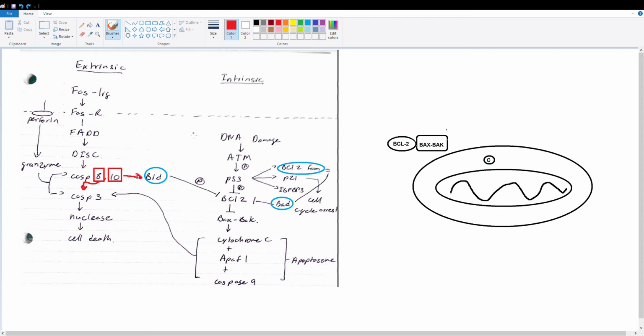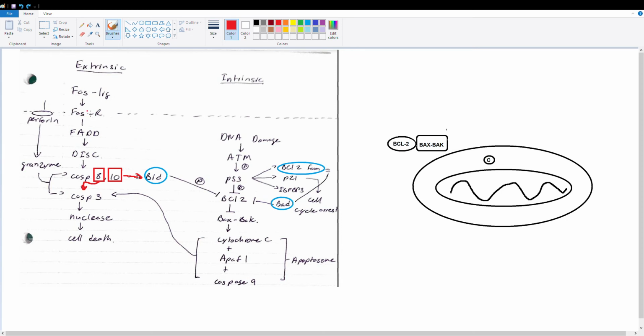So, what happens in apoptosis? Well, a signal can either come from outside, the extrinsic pathway, or from inside, the intrinsic pathway. We're going to be going through each of these step by step, and then I'm going to do a quick summary. Okay, so extrinsic pathway.